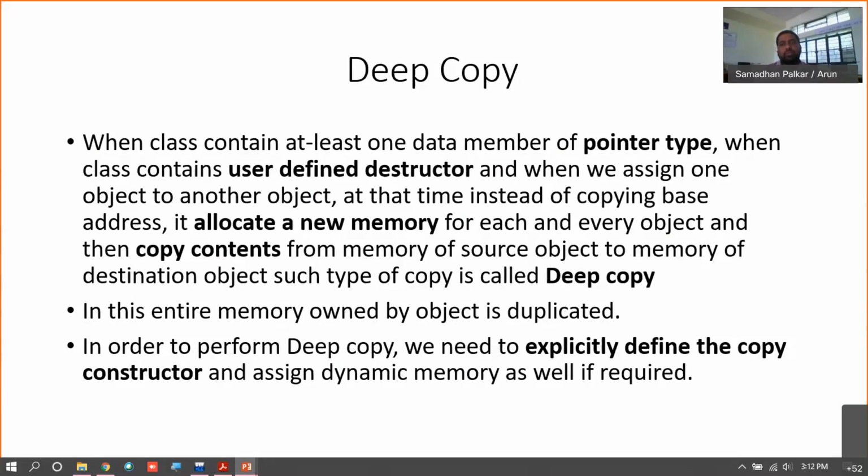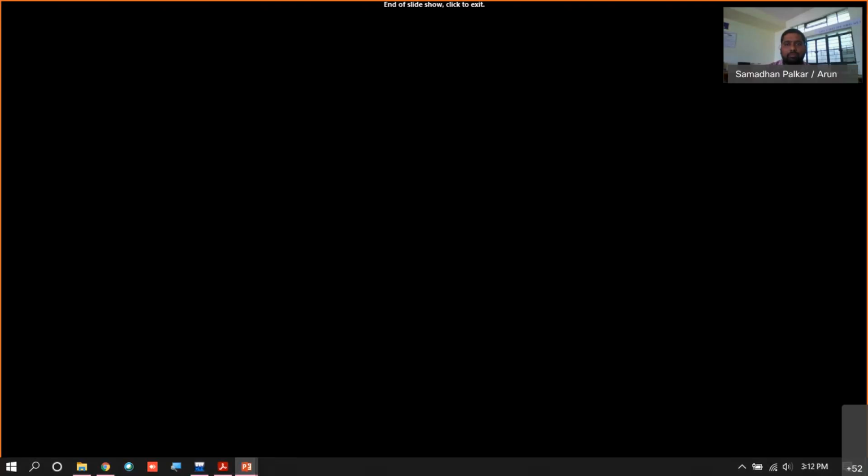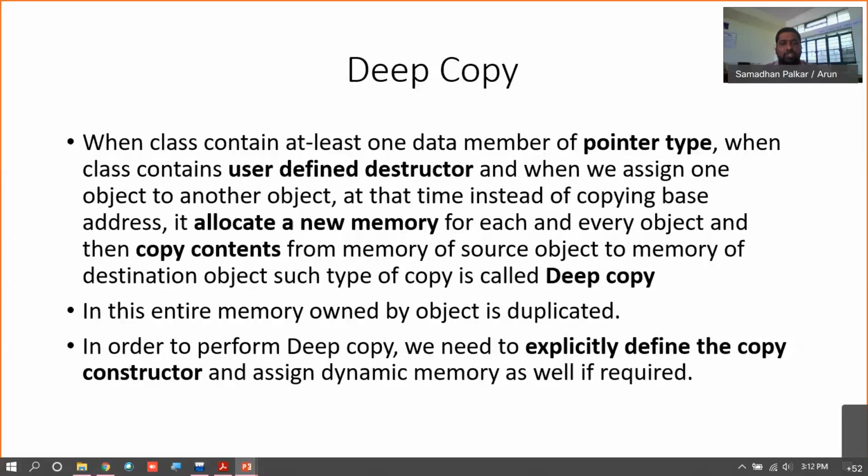So in case of deep copy, we need to provide a copy constructor explicitly. That means we need to write a copy constructor for the class which will allocate memory, right? So we'll check with an example.